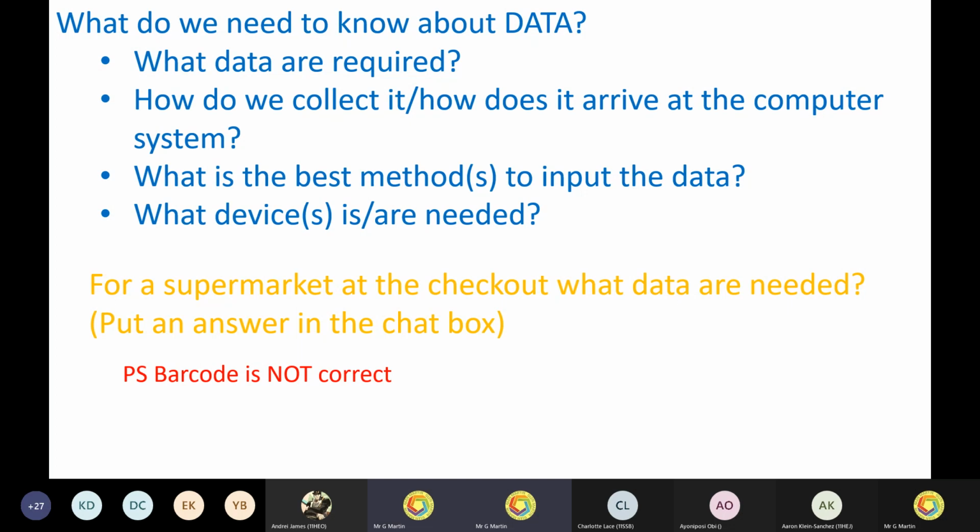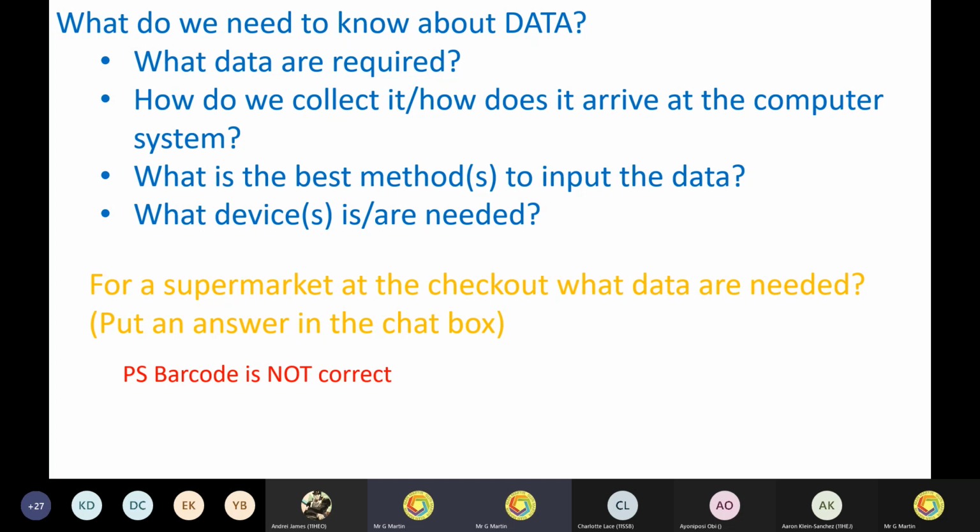And so therefore, the data it actually needs about a product is its ID, its identification. It could be a product ID, as somebody has put into the chat box. Well done. And so that's got to be entered into the system. Now, there are various ways to enter the product ID into the system. One is by representing it as a barcode, but that's not the only way.